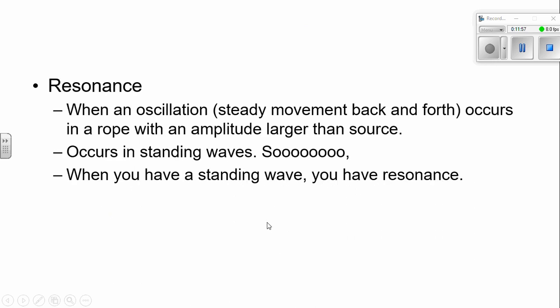Resonance is essentially what happens within an object that has a standing wave. So for example, if you had a crystal glass and you flicked it or rubbed your finger across the top of the crystal glass and got it to make that sound, it is going to resonate at its natural resonant frequency. So resonance occurs within an object, and it occurs when you have a standing wave within that object. Resonance is just the name for a standing wave occurring within an object.